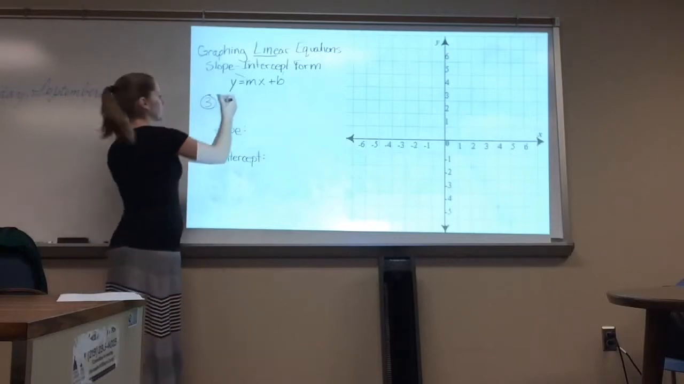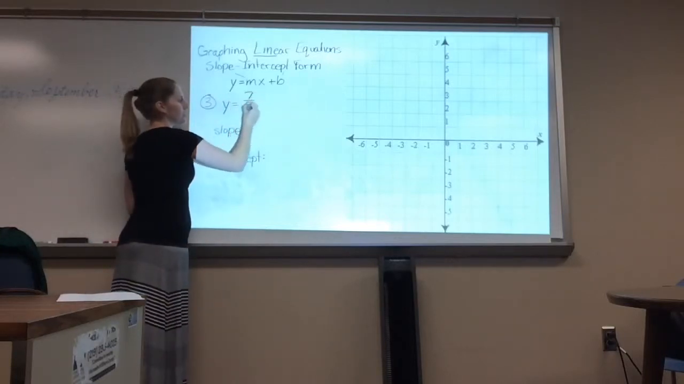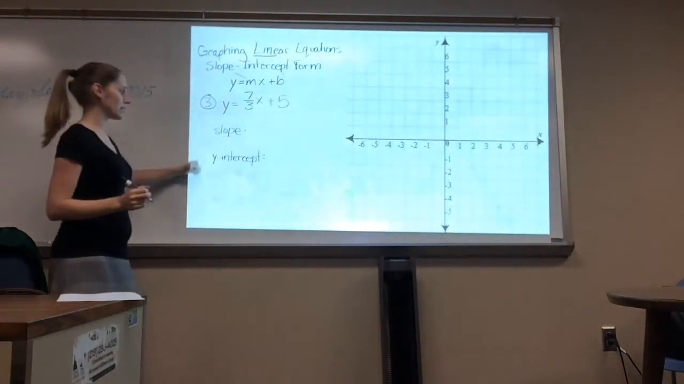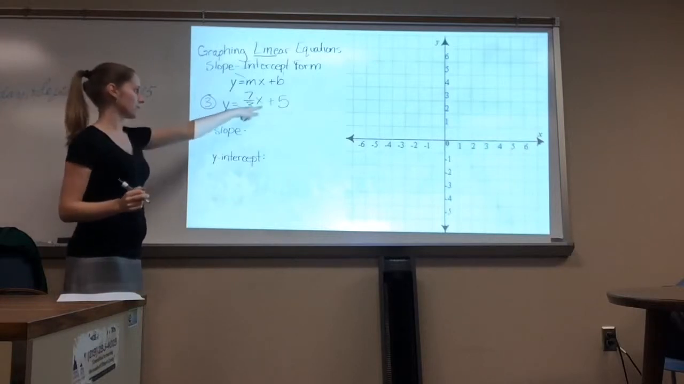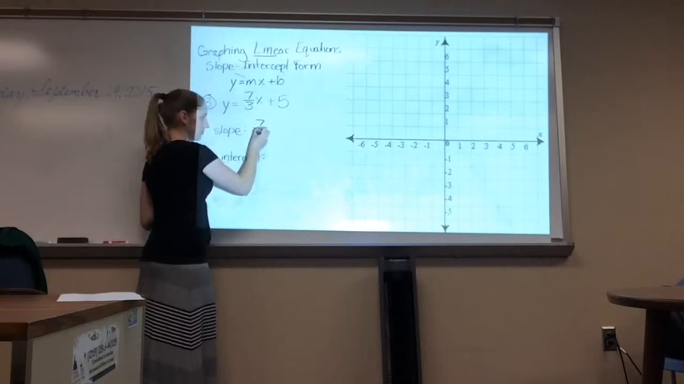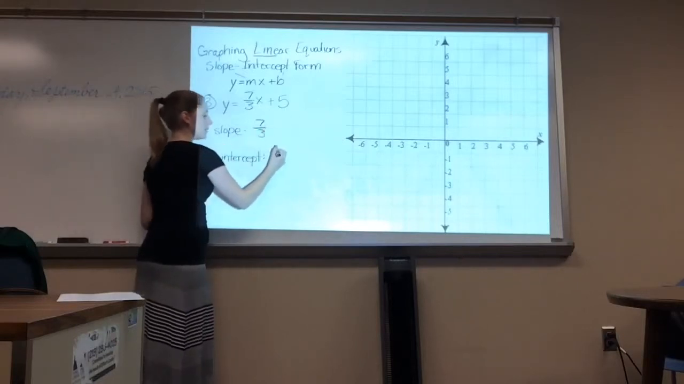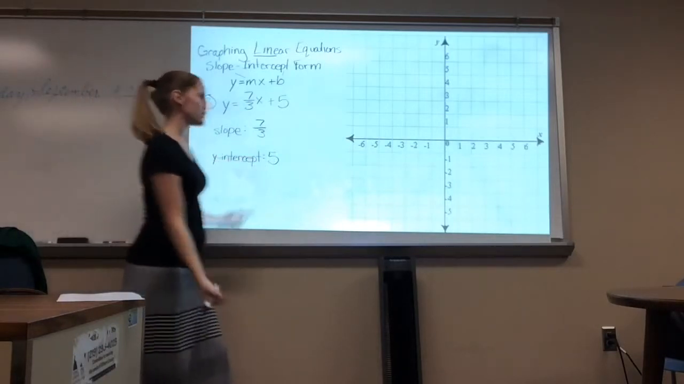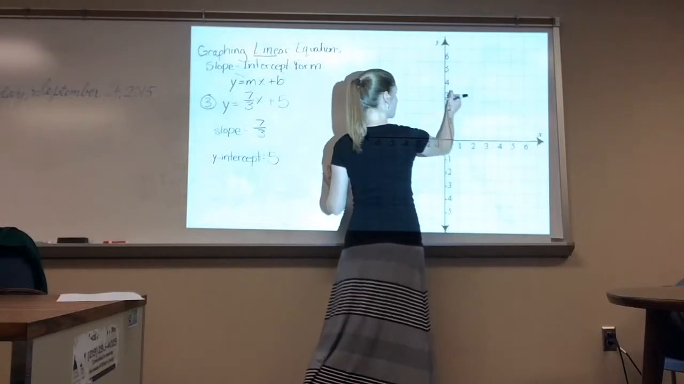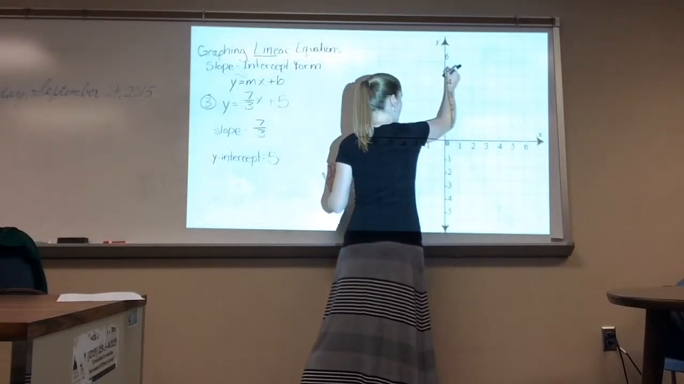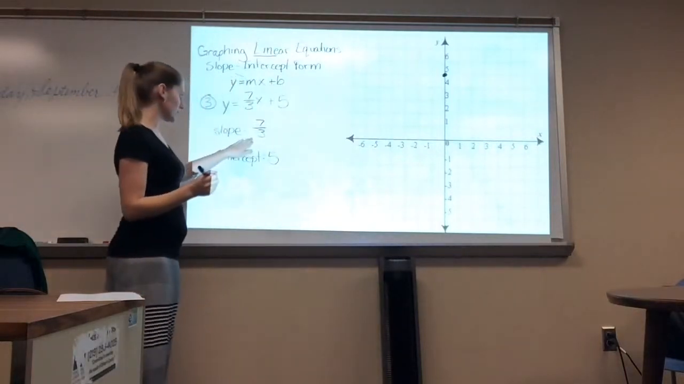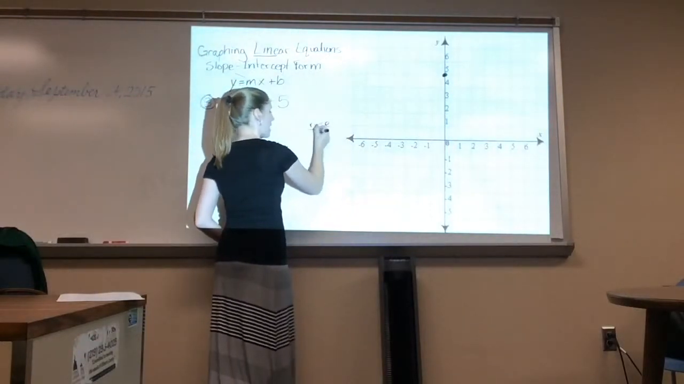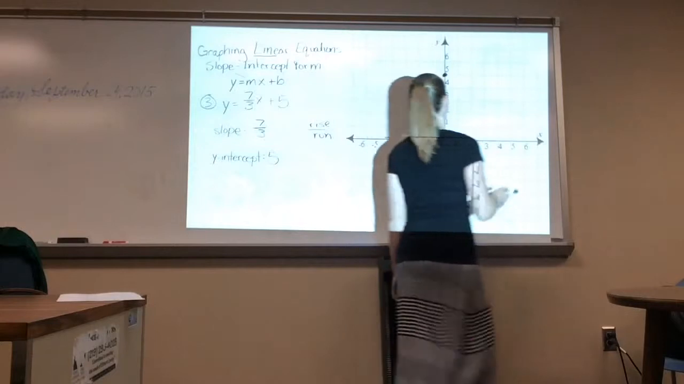For number 3, our equation is y equals 7/3 x plus 5. First thing is to identify the slope and the y-intercept. My slope is in front of x, 7/3. My y-intercept is the last number, so that's positive 5. Graph your y-intercept first. So my y-intercept is a positive 5, so I need to go up 1, 2, 3, 4, 5 places. From there, I'm going to use my slope. It's a positive 7/3. So remember, that's the rise and the run. So my rise is a positive 7. My run is a positive 3.